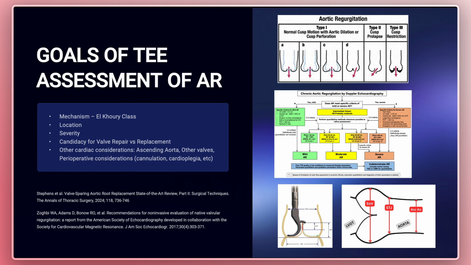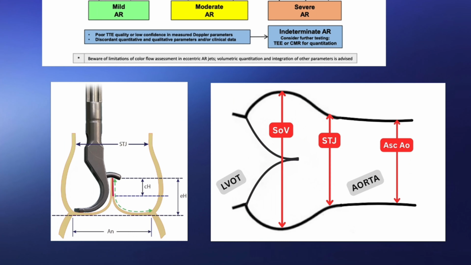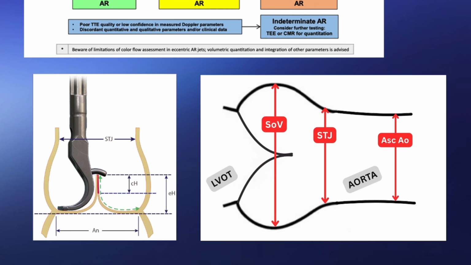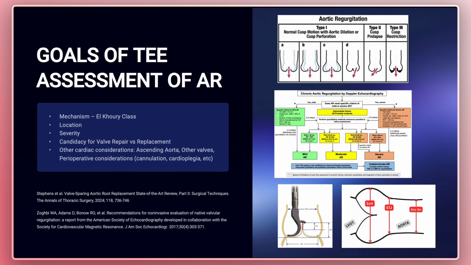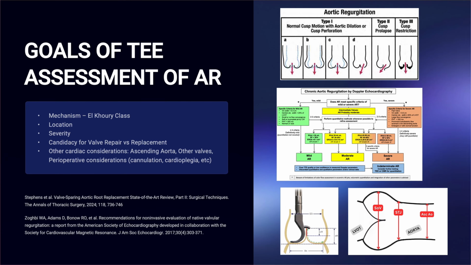Furthermore, when it comes to surgical context, we want to understand some of the factors that go into repair versus replacement decision-making so we can help guide surgeons based on our echo findings. Lastly, we'll also want to look at other factors such as the ascending aorta, other valves, and other perioperative considerations in regards to cannulation, cardioplegia, or other perioperative factors.